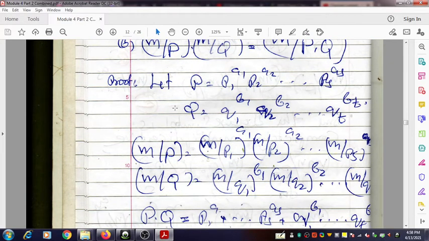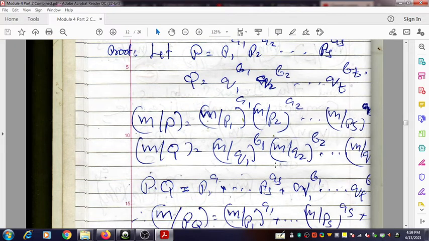Then you can now write (m/p) equal to (m/p1) raised to a1 into (m/p2) raised to a2 into etc. to (m/ps) raised to as, referring to this representation of p. And also (m/q) equals (m/q1) raised to b1, because these are the prime numbers present in the expansion of q and b1, b2 are the powers. So (m/q1) raised to b1 into (m/q2) raised to b2 into etc. to (m/qt) raised to bt.